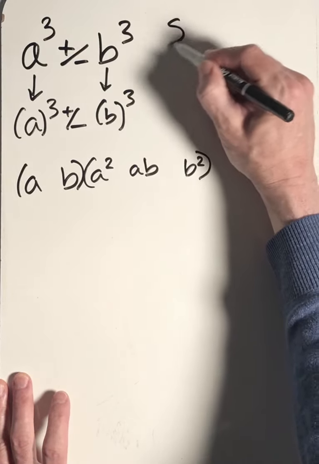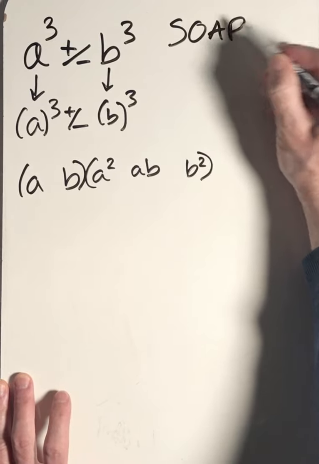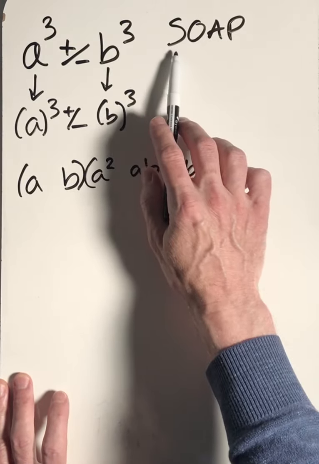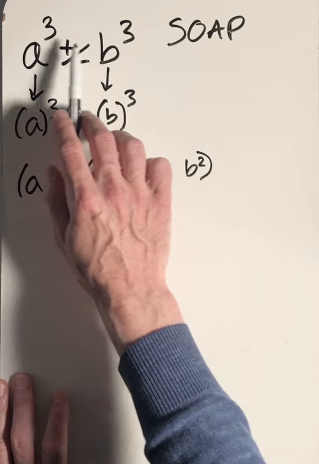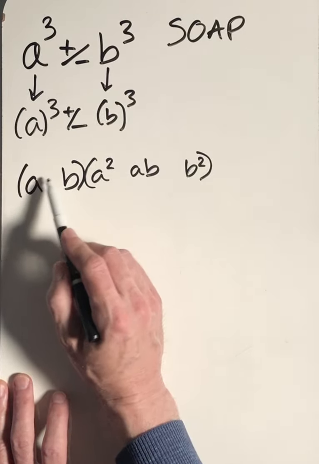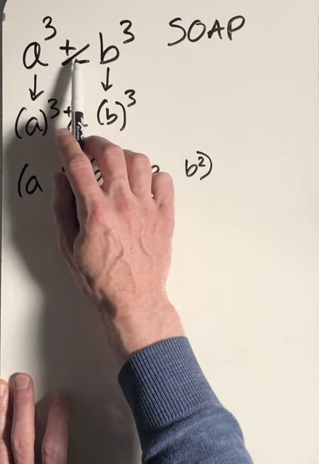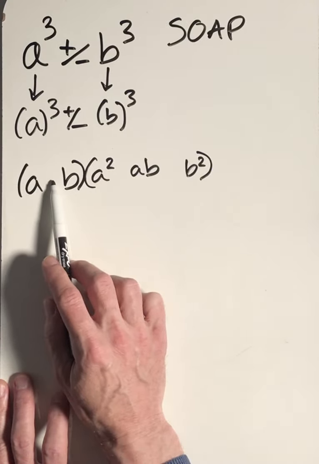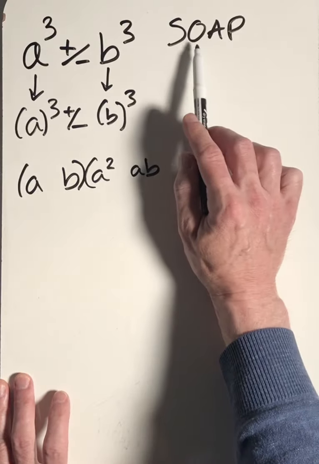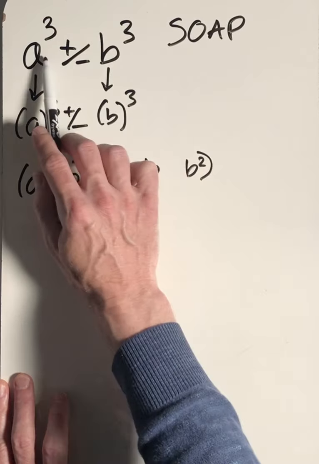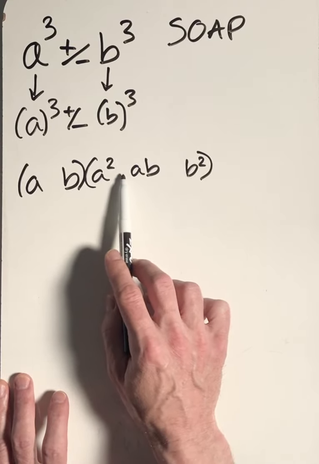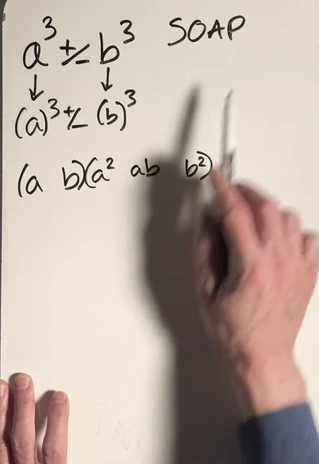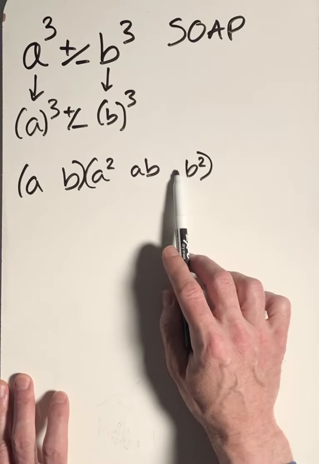And there's an acronym we can use, and that acronym is SOAP. So the first sign would be the same sign as you had in the binomial. So if this were A plus B, then this would be a positive sign. If this were A minus B, then this would be a negative sign. The next space would be the opposite of that. So if this were a positive up here, this would be a positive, and this would be the opposite of positive or negative. The third sign is going to always be positive.